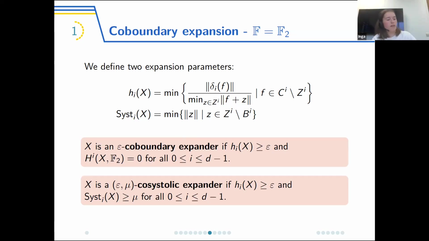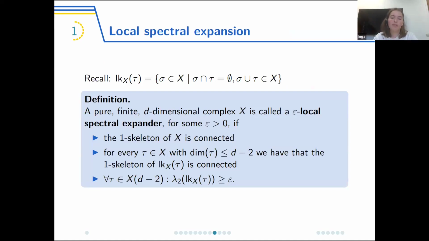So much about the definition from the cohomological side. How do we actually work with these things now? For us in our work, the definition of a high-dimensional expander that we actually use is this local version, where if we're given a simplicial complex, it's called an epsilon local spectral expander if it's very well connected. So the one skeleton is connected, and for every face of dimension at most d-2, the one skeleton of the link is connected. That's the first kind of assumption.